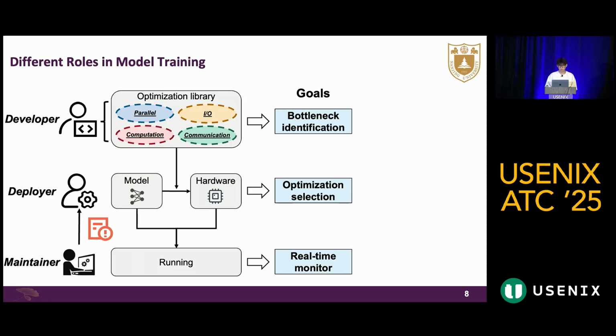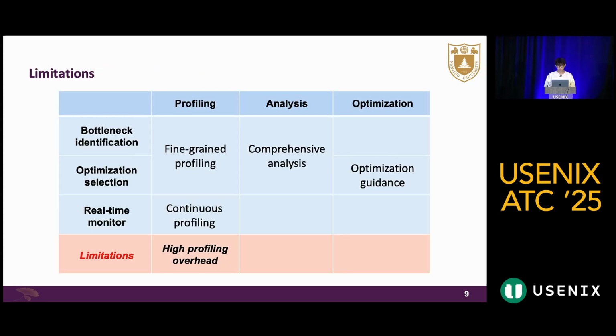To achieve efficient training, we need tools that help us with three main goals: identifying bottlenecks, selecting the right optimization, and monitoring performance in real time. However, existing approaches fall short. They often suffer from three key problems.